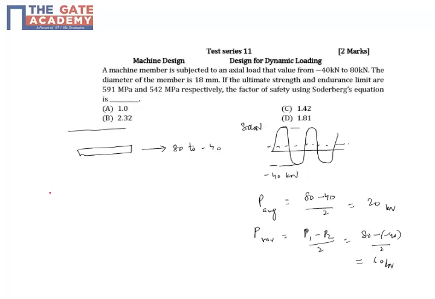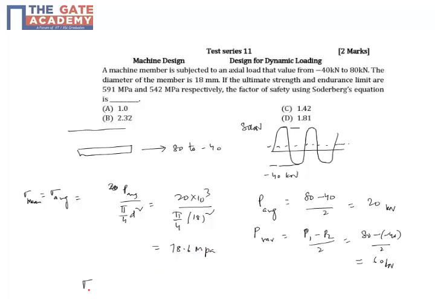And now let's get the average stresses. The average stress, because for fatigue you need both. So the mean stress or the average stress is 20 kilonewtons, that is the average load by area, which is pi by 4 d square. So average is 20 kilonewtons, 10 power 3, by pi by 4 d square, which is 18 mm square. So this value comes about 78.6 MPa.